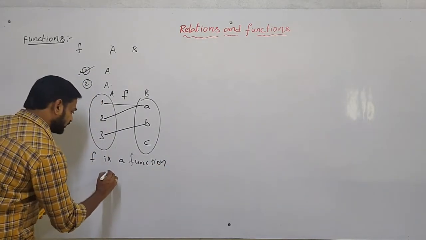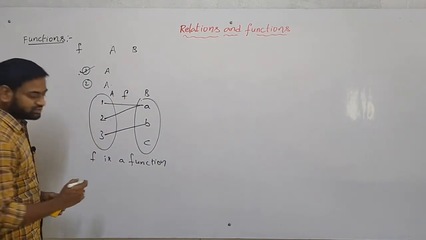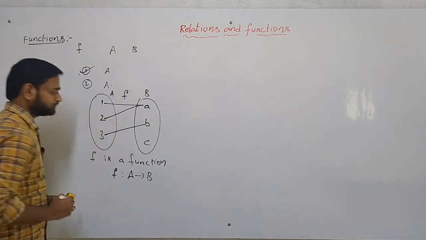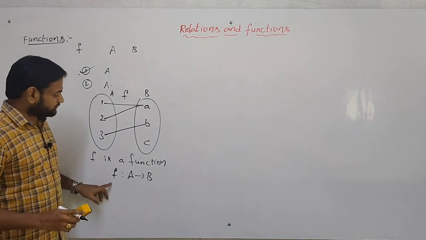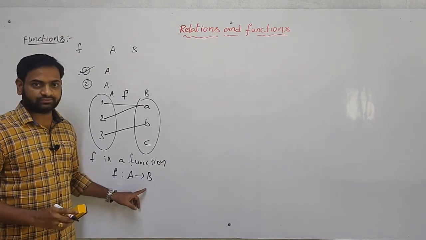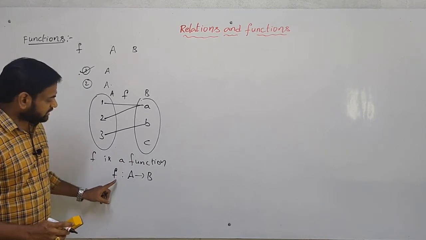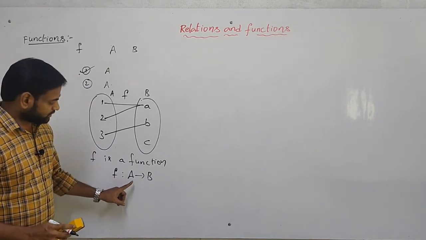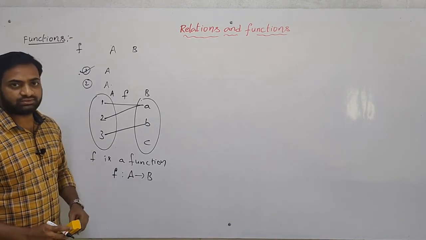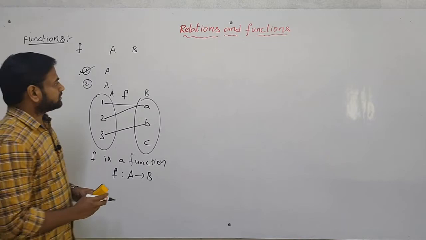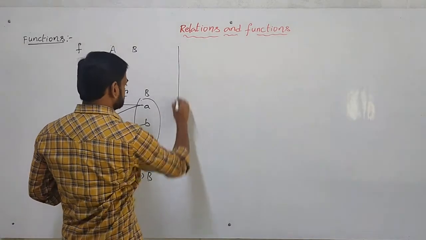So how to write it? When f is a function, we can write f from A to B. F is a function from A to B. This is 2. F is a function from A to B. Suppose one more example.